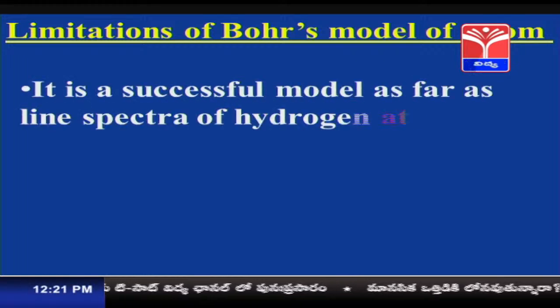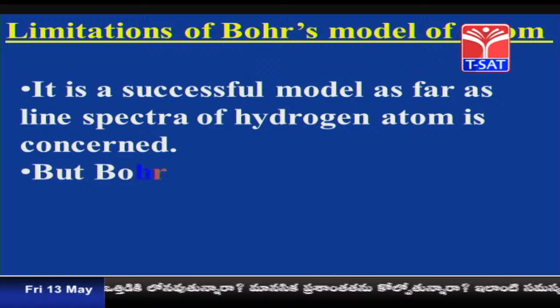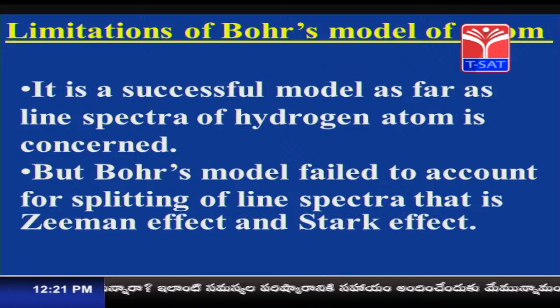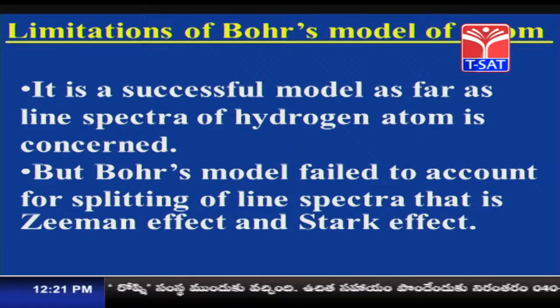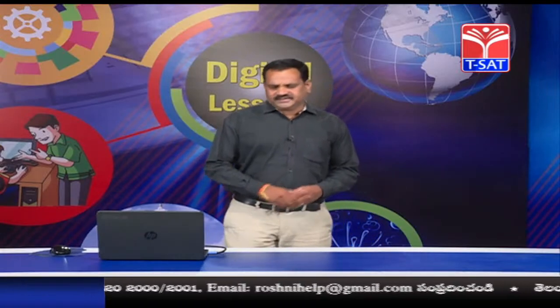It is a successful model as far as the line spectra of the hydrogen atom are concerned, but the Bohr model failed to account for the splitting of line spectra, that is, the Zeeman effect and Stark effect. Children, what is the Zeeman effect and what is the Stark effect? First, let us learn about the Zeeman effect.